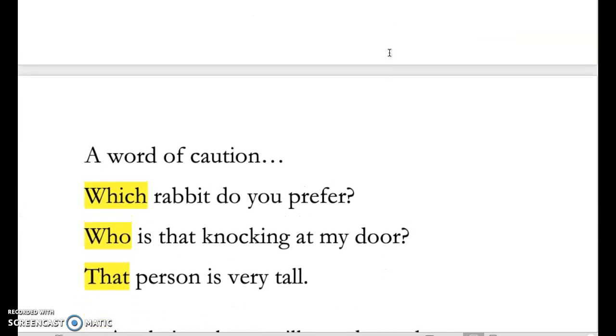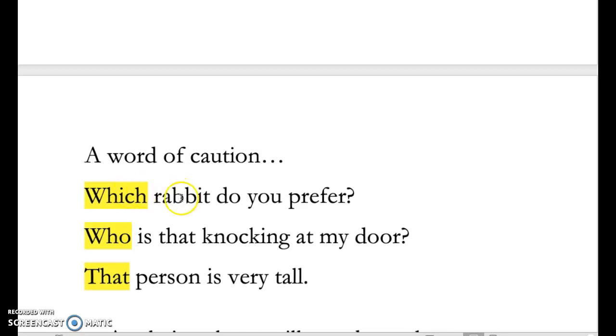Now, a word of caution. Notice here that I have who, that, which. So I have the three words that make a relative clause, but these sentences are not sentences with relative clauses. These are questions, right? So the words who and which, this is confusing, I warned you.